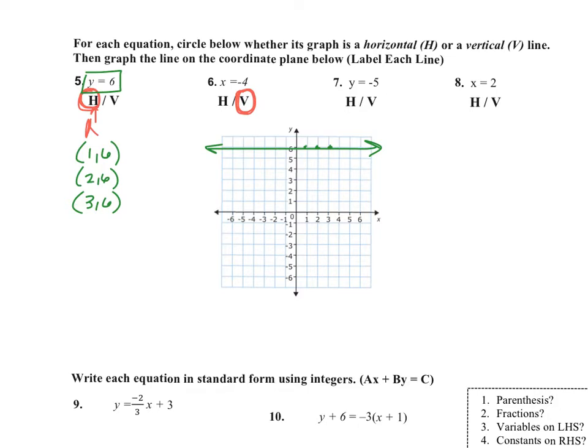Then the second one, x equals negative 4. Think about where x would be negative 4. Negative 4 is 0, negative 4; 1, negative 4; 2, and so on and so forth. Okay, so negative 4, 0; negative 4, 1; negative 4, 2. You see, you get this vertical line right here. Okay, I will let you do 7 and 8 yourselves.